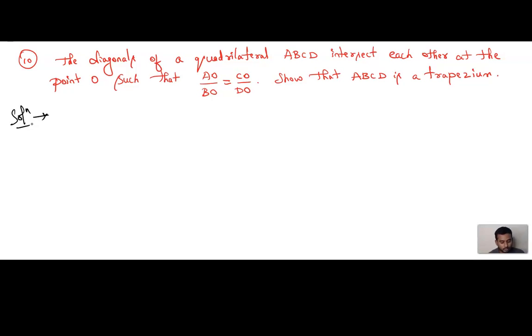Now let us make the problem as simple as possible. See, children, the question here is that the diagonals of a quadrilateral ABCD intersect each other at the point O such that AO by BO equals CO by DO. Show that ABCD is a trapezium.